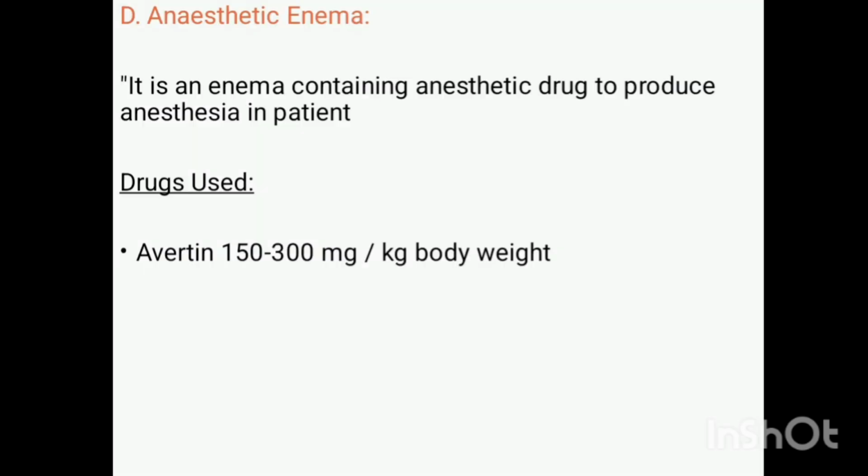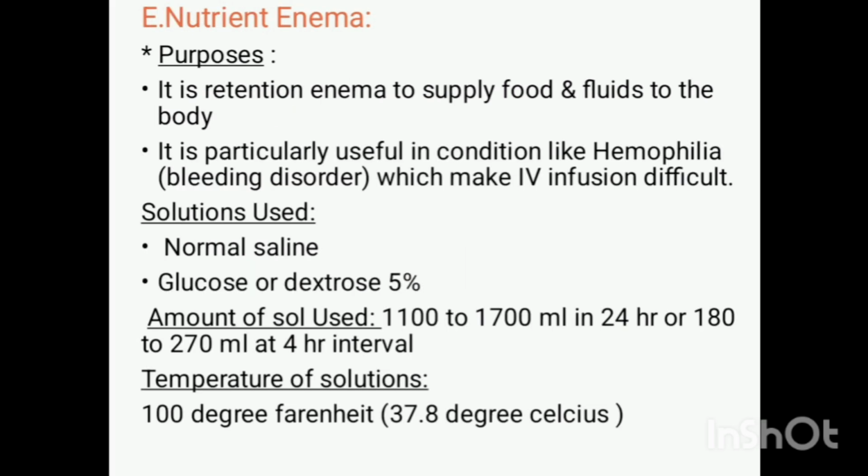D. Anesthetic enema. It is an enema containing anesthetic drug to produce anesthesia in the patient. Drugs used: Avertin 150 to 300 mg per kg body weight. E. Nutrient enema.